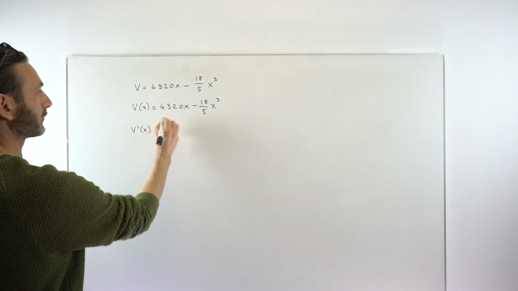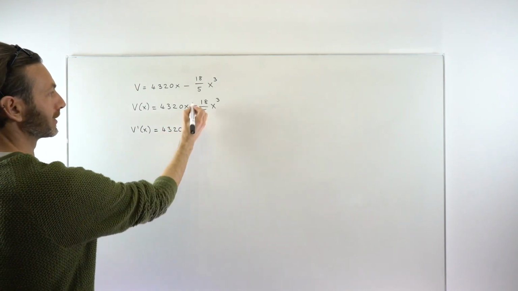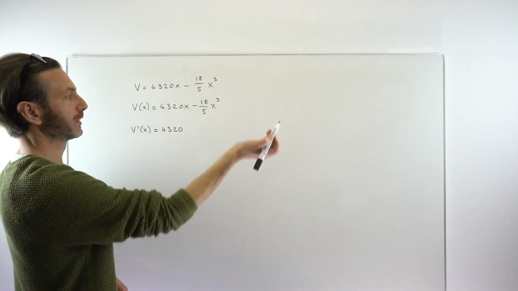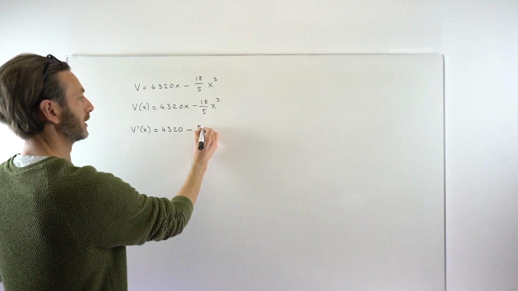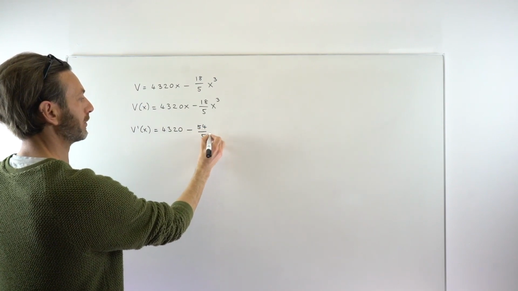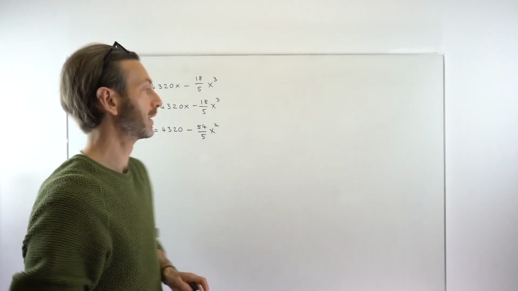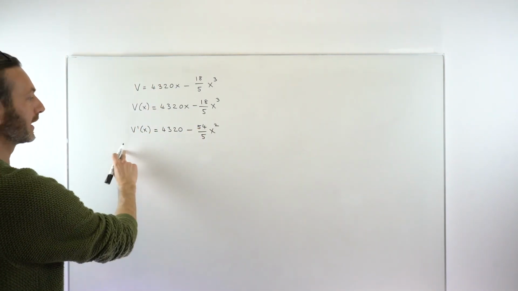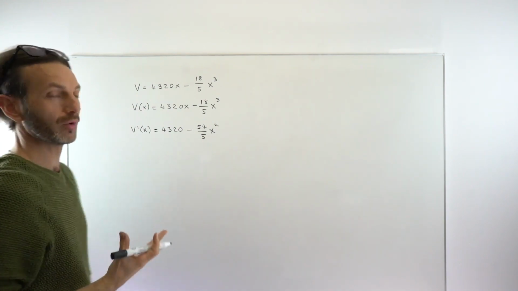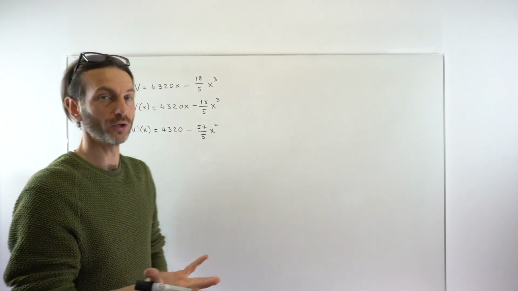The derivative of this first term is just going to be 4320. The second term we're going to multiply by the power and then reduce the power by 1, just using the power rule. So 18 times 3 is 54, just leaving that over 5x to the power of 2, so taking 1 off the power. So that is our derivative. Like stationary points, we need a little sentence in here. For stationary points, it would be something like: stationary points occur where f dash x is 0.